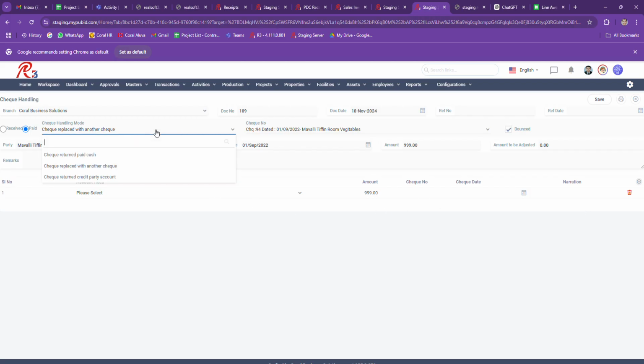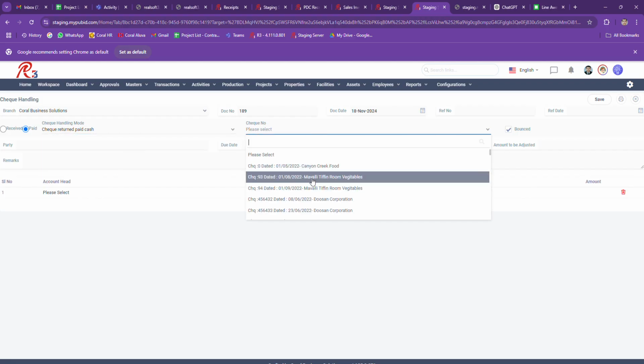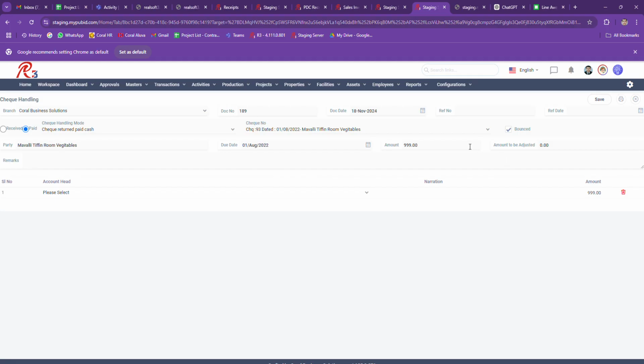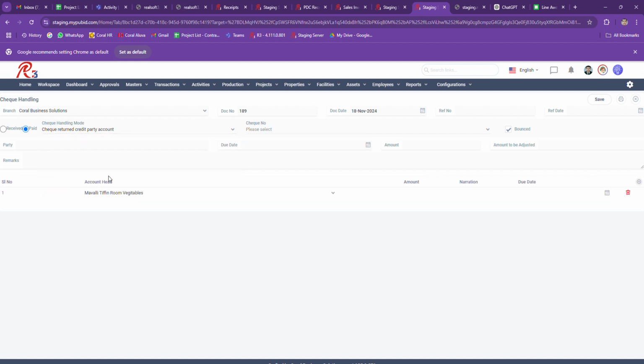And there are other options also. Check return, paid with cash: the check is returned and he paid the cash. So directly our cash account will be debited, right? Our cash account will be debited. So those things also happen. And there is another option, check return and credit party.